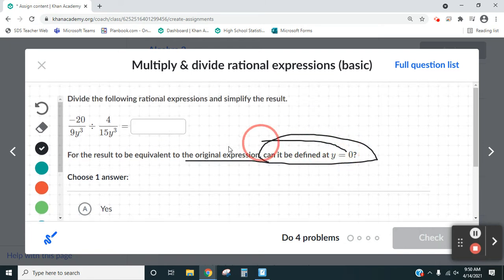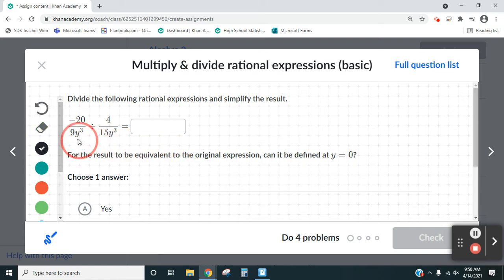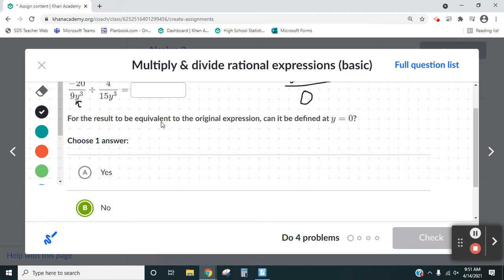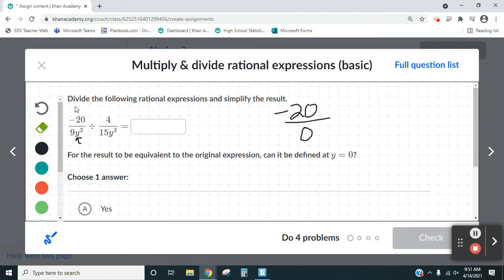So here's what you have to do. If I plug in 0 into the beginning of this, or at any point in my work, is there going to be a problem? There is, because if we plug 0 into here, for example, it'd be 9 times 0 to the third power. So that fraction by itself would be divided by 0, which is an issue, right? We can't divide by 0. So can it be defined there? The answer is no, it can't be defined. It is undefined at y equals 0.